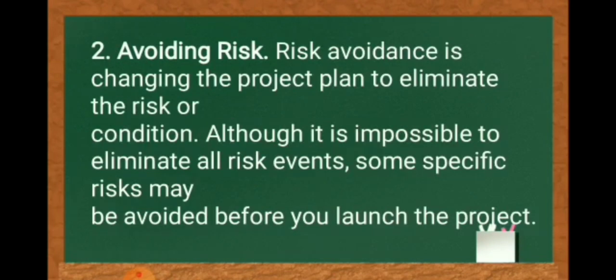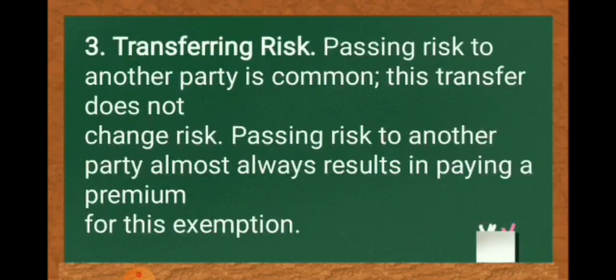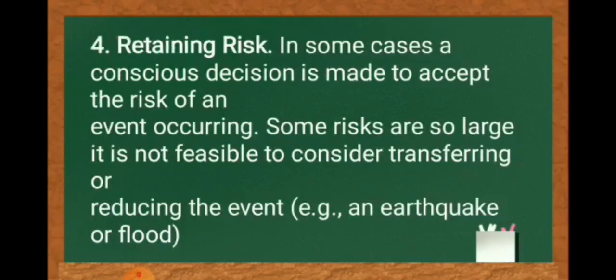Number two, avoiding risk. Risk avoidance is changing your project plan to eliminate the risk or condition. Although it is impossible to eliminate all risk events, some specific risks may be avoided before you launch the project. Number three, transferring risk. Passing risk to another party is common. This transfer does not change risk. Passing risk to another party almost always results in paying a premium for this exemption.